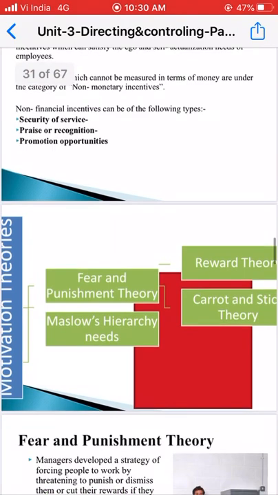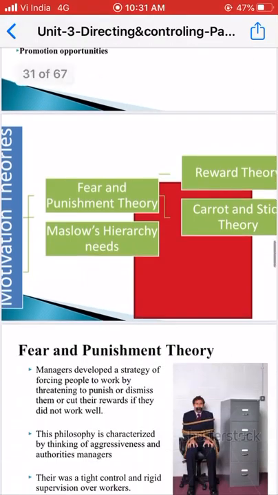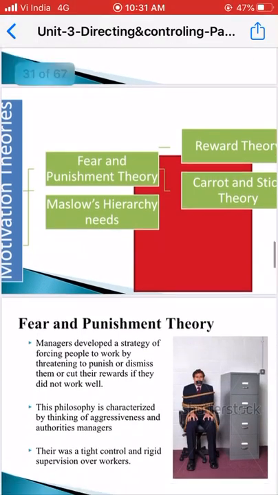Now we will see the motivation theories. So there are different motivation theories. We will see one by one. So there are 4 motivation theories. First one is what? Fear and punishment theory. Second one is what? Your reward theory. Third one is what? Your carrot and stick theory. And fourth one is what? Your Maslow's hierarchy of needs. Okay, so first we will see fear and punishment theory.